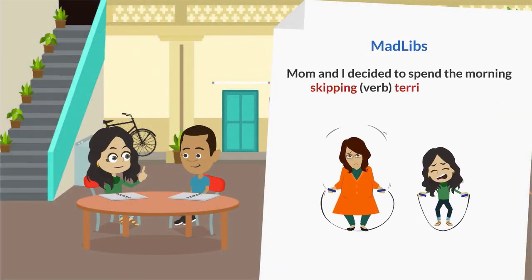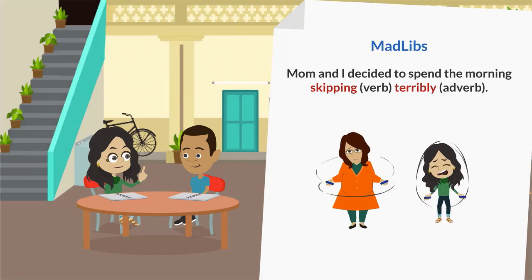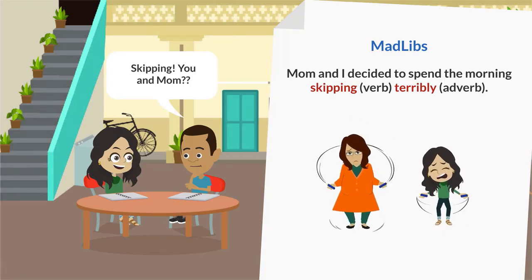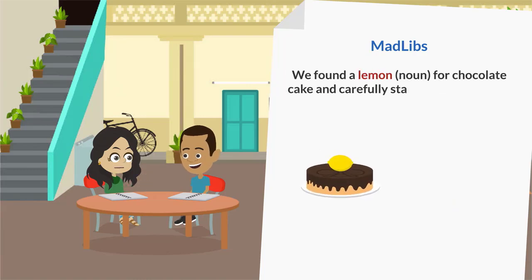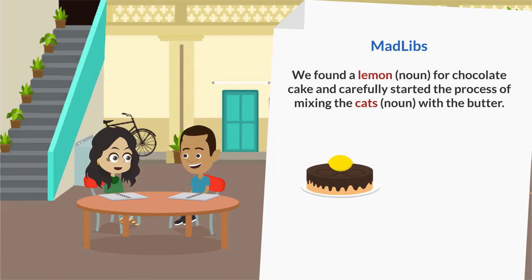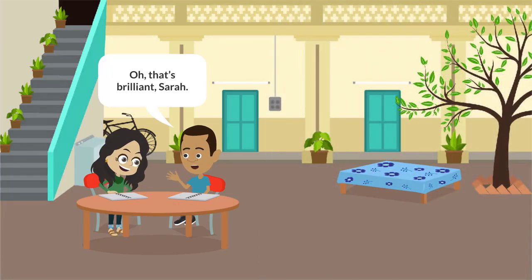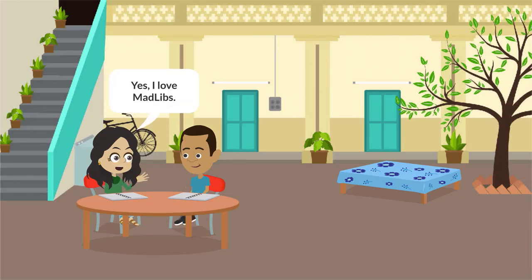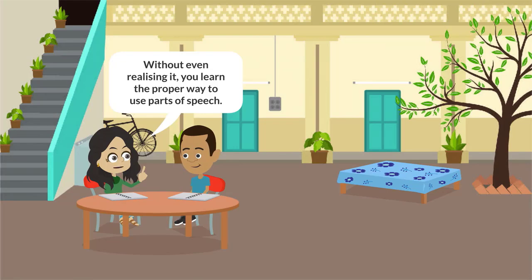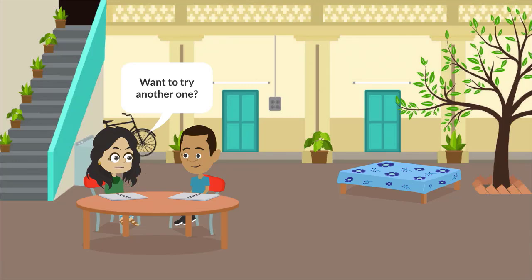Mom and I decided to spend the morning skipping terribly. Skipping? You and Mom? We found a lemon for chocolate cake and carefully started the process of mixing the cats with the butter. Oh, that's brilliant, Sarah. This is so funny. Imagine mixing cats with butter. Yes, I love Mad Libs. Without even realizing it, you learn the proper way to use parts of speech. Want to try another one?